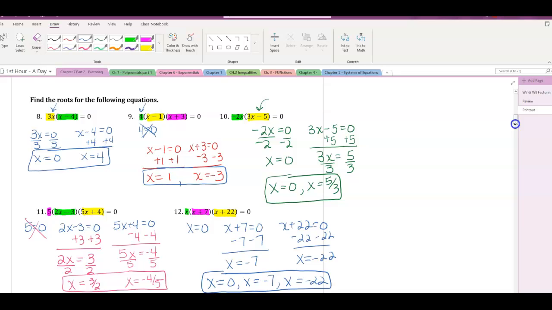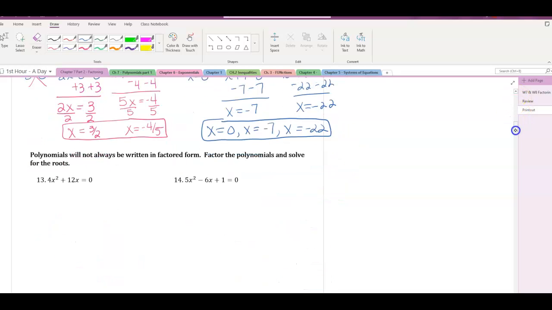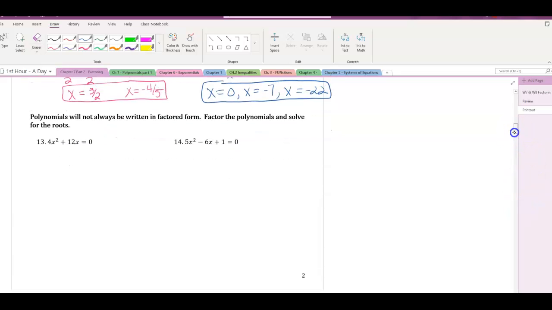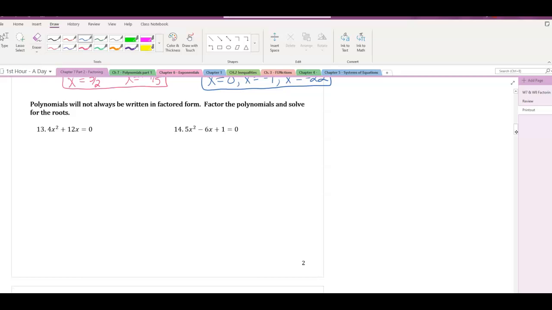So there's one little piece left, and that's that when we do these problems, the first thing we always need to do is make sure they're set equal to 0. Then we need to make sure that they are in factored form. When I look at 13, 14, 15, and 16, they are not in factored form.